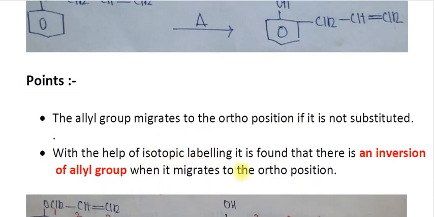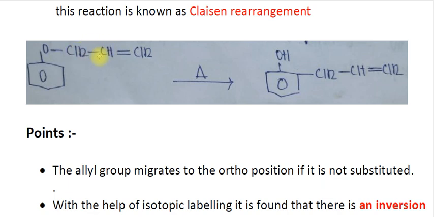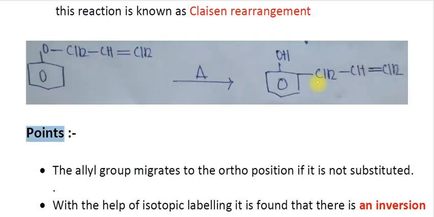With the help of isotopic labeling, it is found that there is an inversion of the allyl group when it migrates to the ortho position. You can see this is CH2, CH2. If we heat it and the ortho is not substituted, you might think the allyl group will shift here as CH2, CH2. But it is not like that. This CH2 is getting connected here. There is a change. If you label this as C1, C2 and C3, then C3 will be getting connected here.